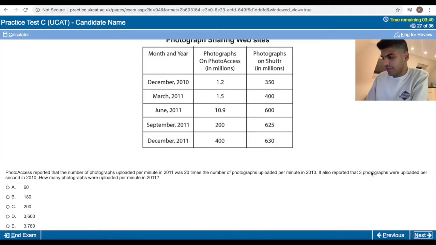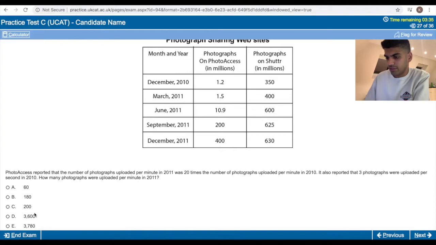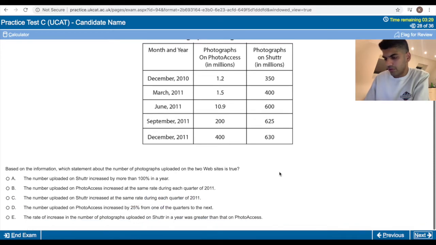So that means that 3 times 60 is 180 per second in 20. So we're going to do 180 times 20. Okay. So that's 3,600. Okay. So now on to the next question.